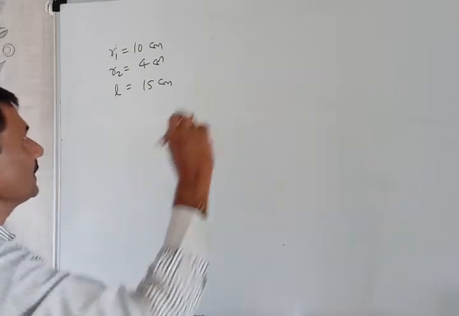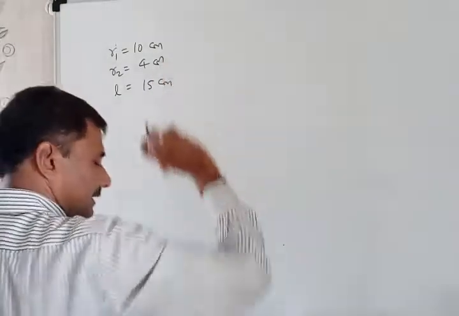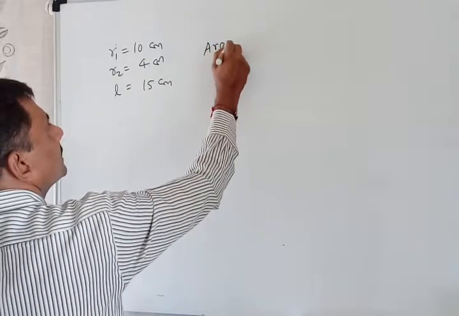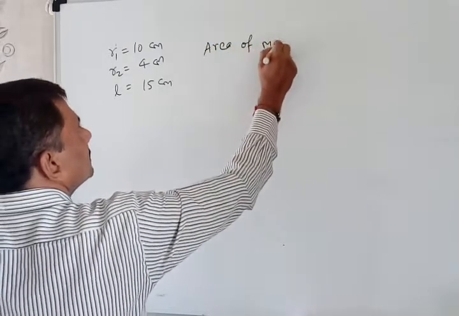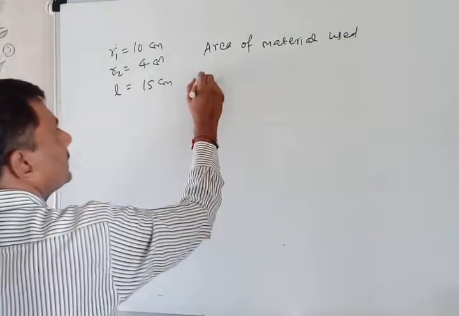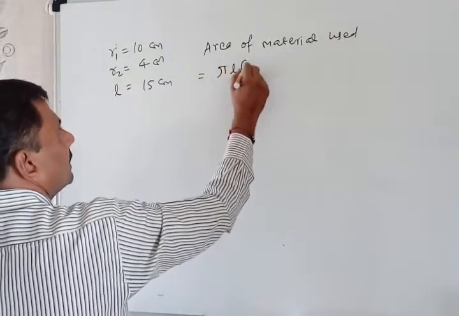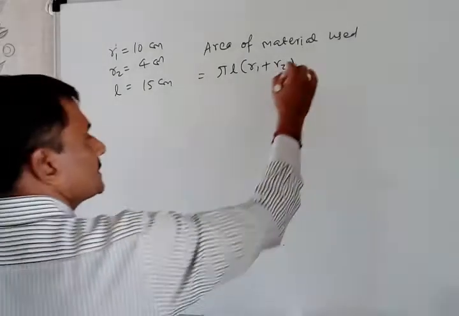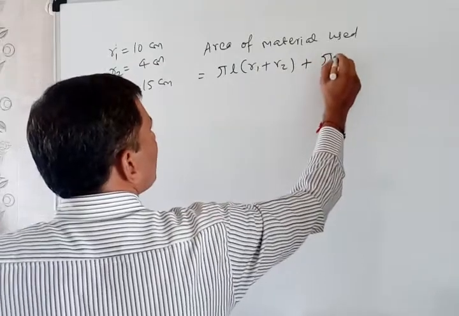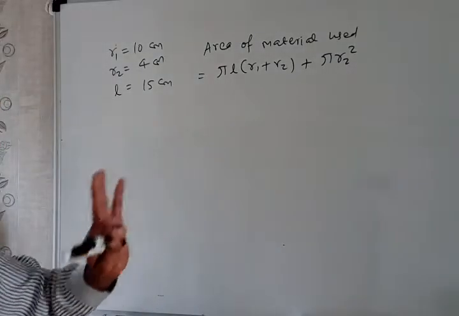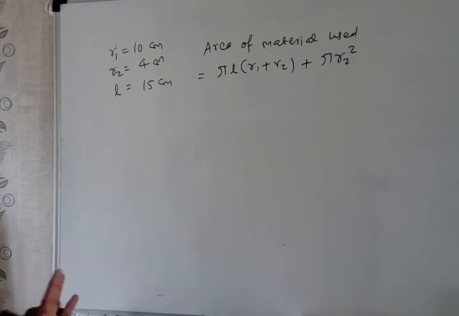Okay. Now, material required or material used. So area of material used equals pi L (R1 + R2) plus only the smaller or narrower base, that is, pi R2 squared, not pi R1 squared. We are not writing the full TSA, but something less than TSA.